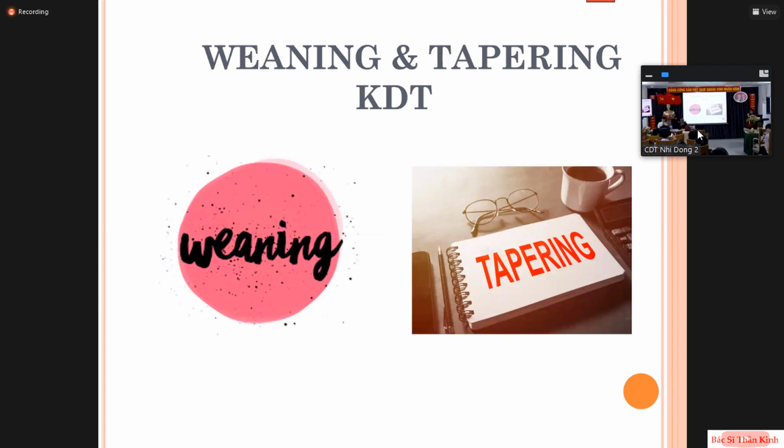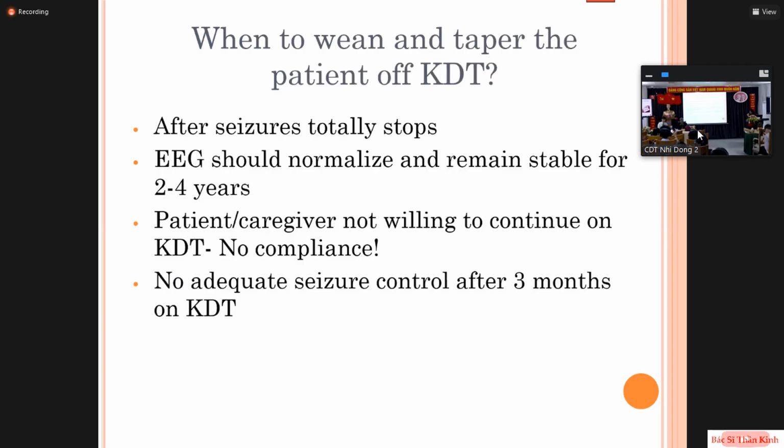Next, we proceed with weaning and tapering of the ketogenic diet. So when do we wean and taper the patient off the KD? First is after seizures have totally stopped. The EEG should normalize and remain stable for 2 to 4 years. If the patient and caregivers are not willing to continue on the ketogenic diet, we try to counsel them and make them understand the importance of staying on the KD. But if they don't want to follow it, then we gradually wean them off. Another reason is no adequate seizure control even after 3 months on the ketogenic diet.